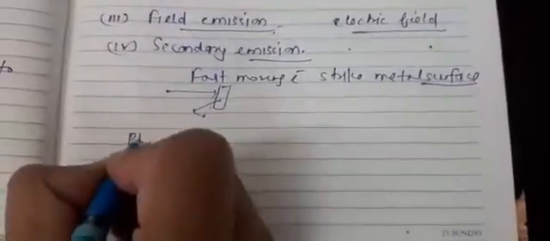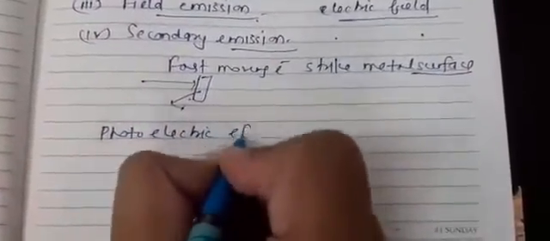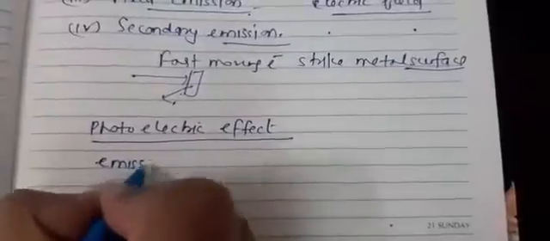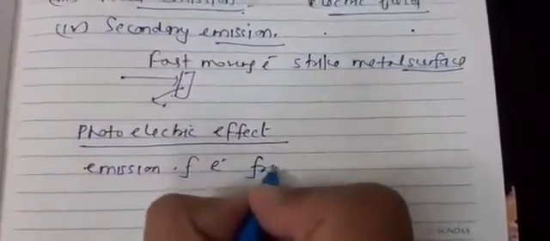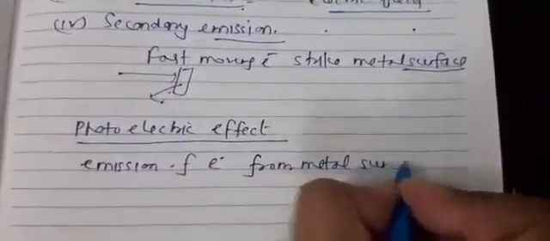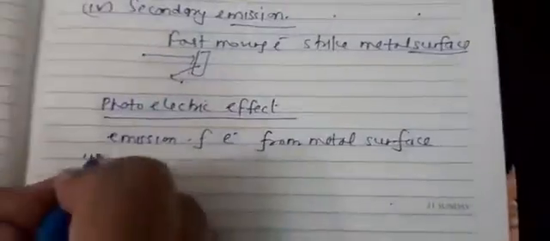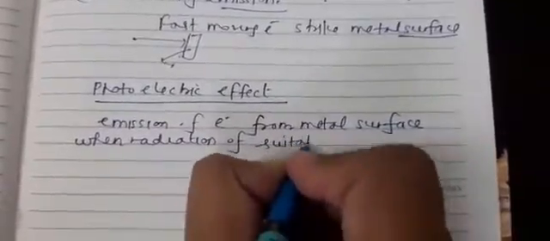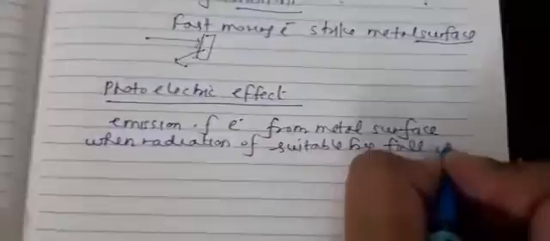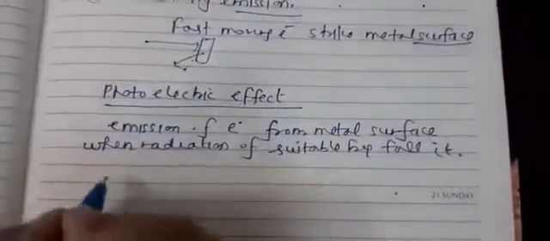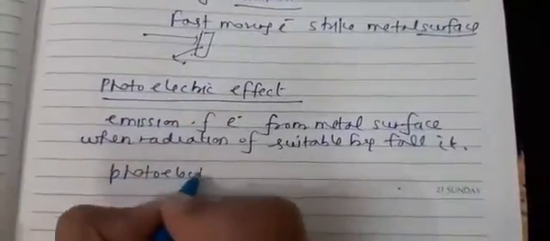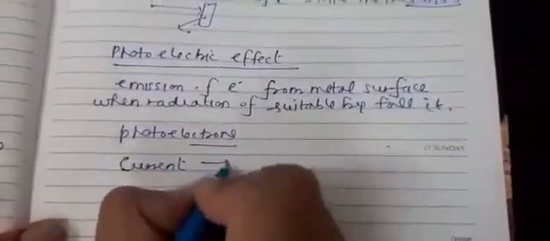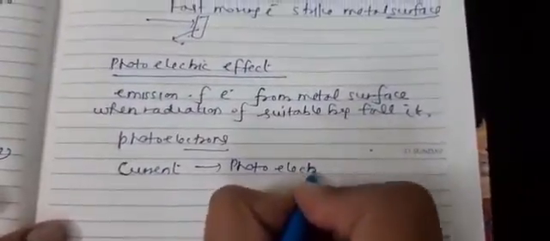Now the next topic is the photoelectric effect. So what is it? It is the phenomenon of emission of electrons from a metal surface when radiation of suitable frequency falls on it. The emitted electrons are termed as photoelectrons, and that leads to flow of current. The current produced in the circuit is the photoelectric current.